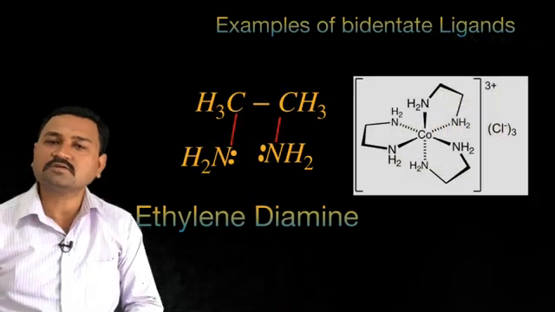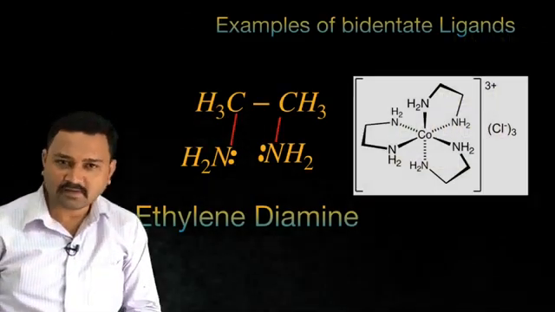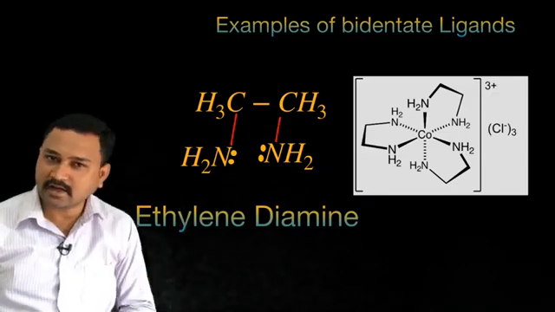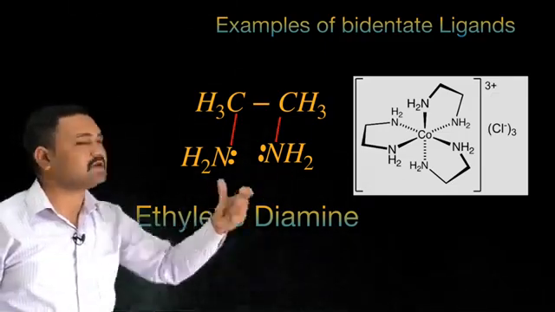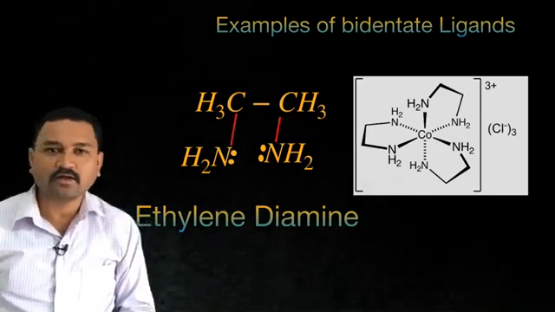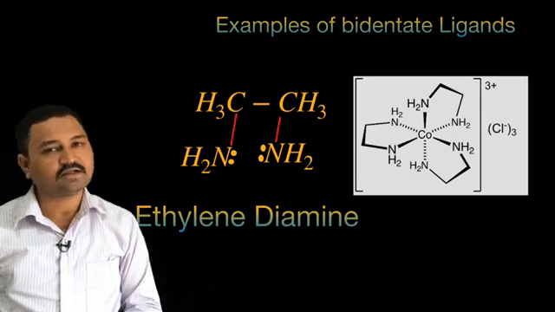Now if I consider an example, that is ethylene diamine, a simple bidentate ligand. Here there are two NH2 groups which act as donor atoms, and they can donate two lone pairs of electrons to the central metal atom.